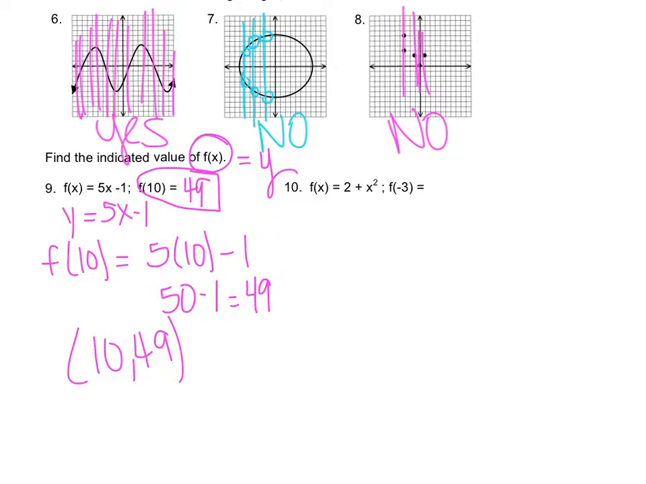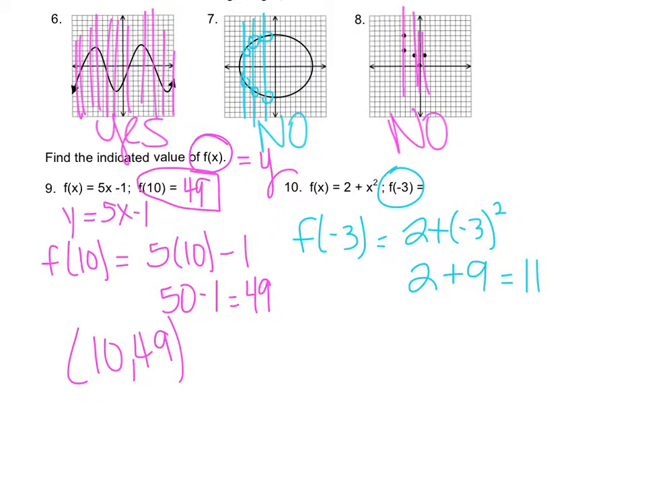Example 10, we're doing the same thing, but this time x is negative 3, so we're going to plug in a negative 3 for x. Negative 3 squared is a positive 9, so we add 2 and we get 11. There's your answer. Again, we can write it as an ordered pair, (-3, 11).